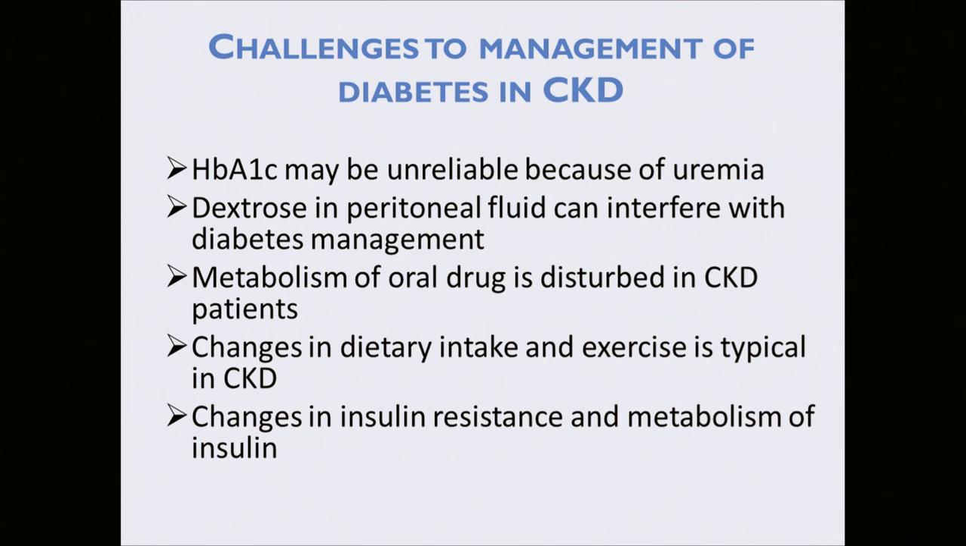We all know HbA1c is a good marker for monitoring glycemic status, but HbA1c may be unreliable because of uremia in advanced CKD. Also, dextrose in peritoneal fluid can interfere with diabetes management. Metabolism of oral drugs is disturbed in CKD patients. Change in dietary intake and exercise is typical of CKD. Change in insulin resistance and metabolism of insulin in advanced CKD.